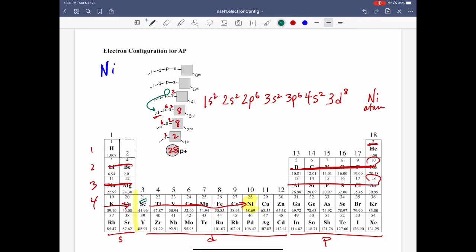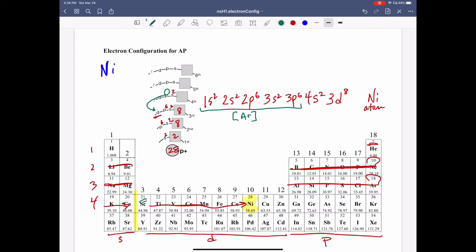Now we could write this as a condensed electron configuration, and this of course could all be represented by argon. If AP asks you to write just an electron configuration, you always would have the option of writing the entire electron configuration or condensed. If they do ask you to write the entire, write the entire.